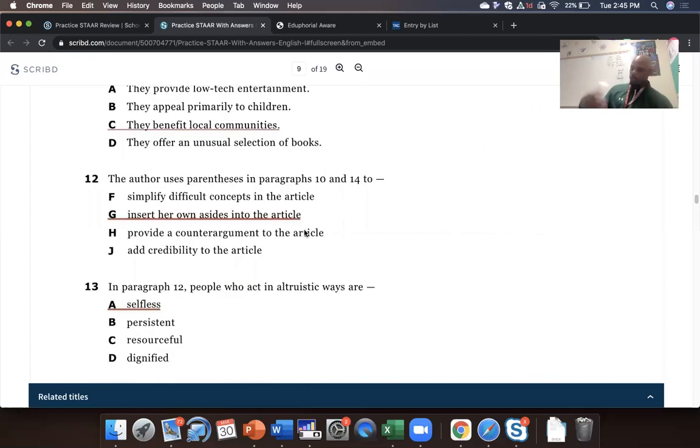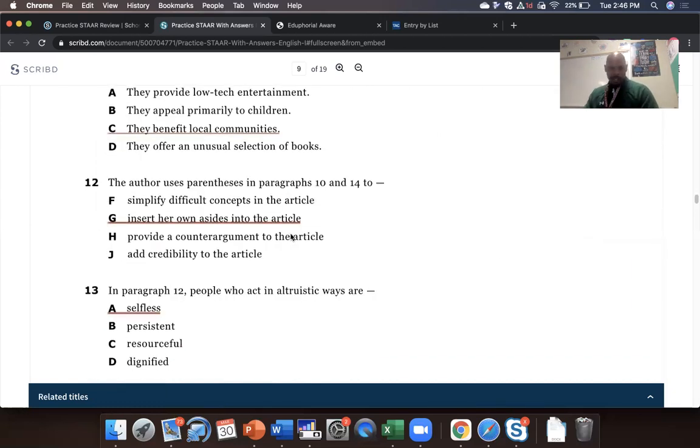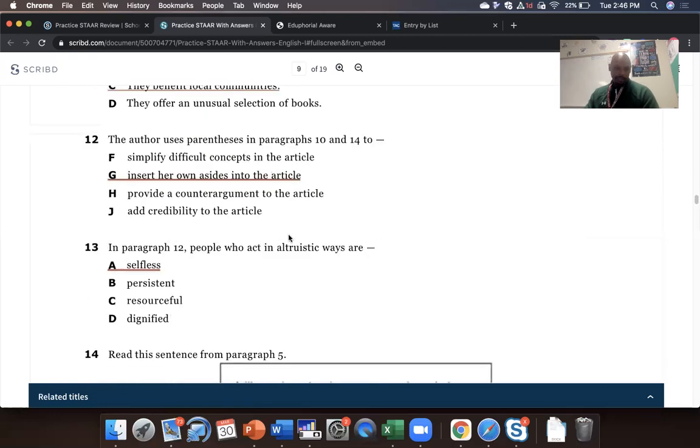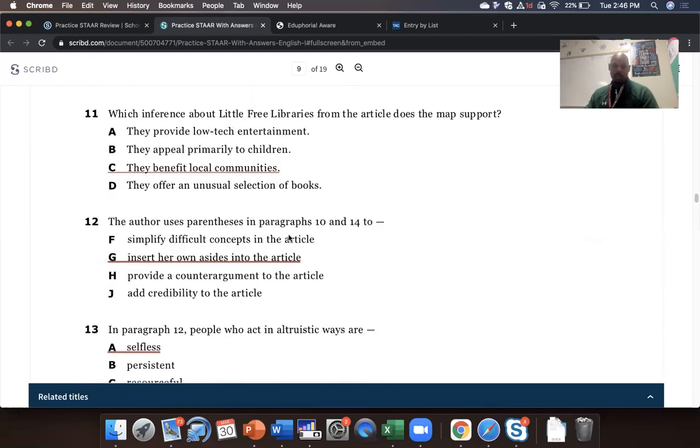So let's just take a look at it real quick, and that will probably stop right there. The author uses parentheses in paragraphs 10 and 14 too. Now, 10 and 14, that's paragraph specific. So, believe it or not, this is an inference question, somewhat, not really, but along those lines, because they're asking you, why did the author do this? Right? The author uses parentheses in paragraphs 10 and 14 too.